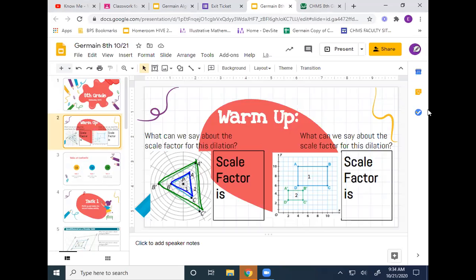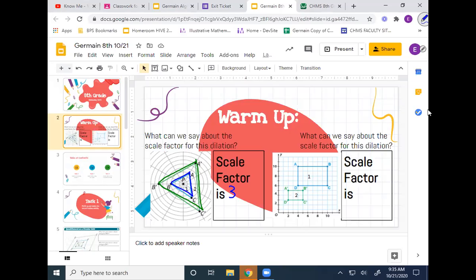A 3? Who is that? Joe. Joe, awesome. Nice job, Joe. So Joe said a scale factor of 3. Mila actually said the same thing. Mila, or Joe, why don't you tell us why you think you picked the number 3?